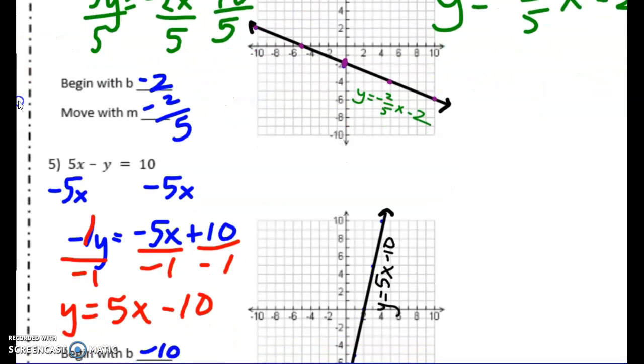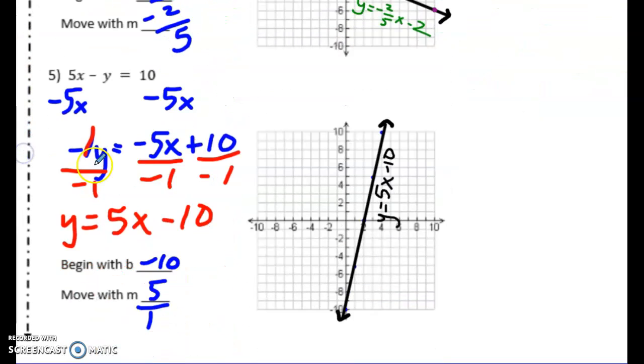And last but not least, you had to move a 5x. You had to divide by this negative 1 coefficient. And we end up with y equals 5x minus 10. This one's very, very steep. Negative 10 is your y-intercept. We had to rise 5 before we can even run 1. So hopefully these points are accurate. Something looks funny on that one, but I think it's just my marker taking up a lot of space. So y equals 5x minus 10.